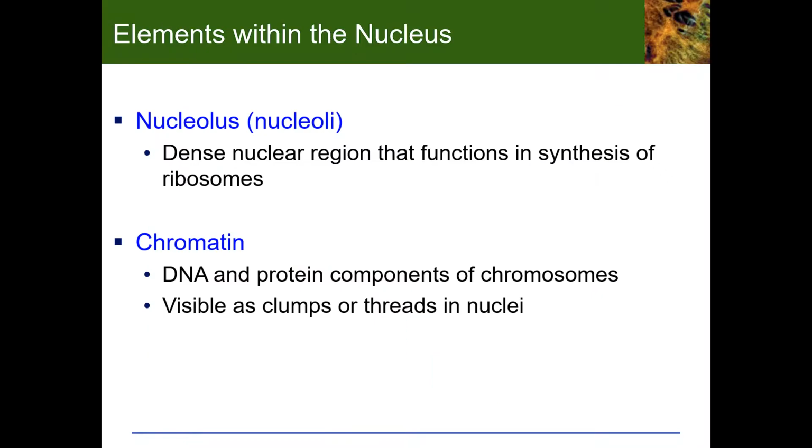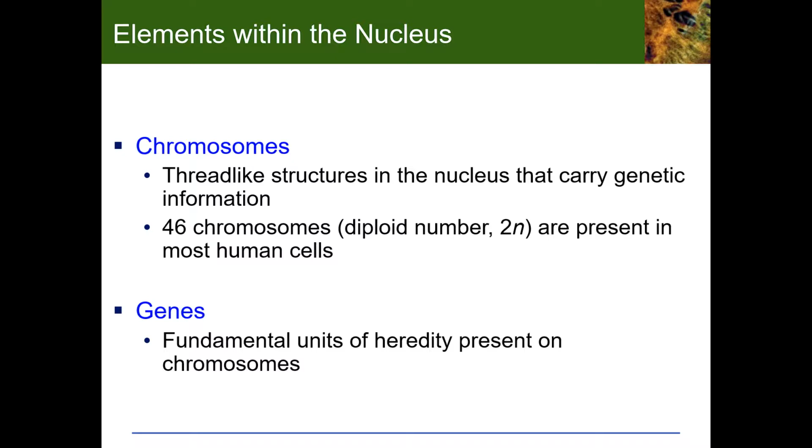Okay, the nucleolus, or nucleoli if plural, is a dense nuclear region that functions in synthesis of ribosomes. And chromatin is DNA and protein components of chromosomes. They generally appear as visible clumps or threads in the nuclei. Chromosomes are thread-like structures in the nucleus that carry genetic information. There are 46 chromosomes in human cells, which is the diploid number, 2n. The haploid number would be 23, or half that value. And you'll find these in most human cells.